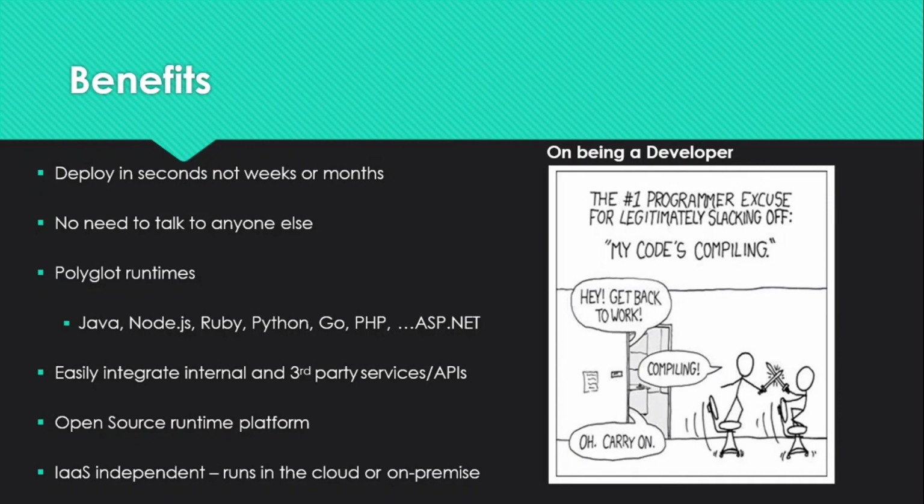Being a developer is hard because we have to wait until the code gets compiled. So IBM Bluemix makes it easier. It will take seconds to compile the code, so developers don't have to worry about wasting time or how to kill time.